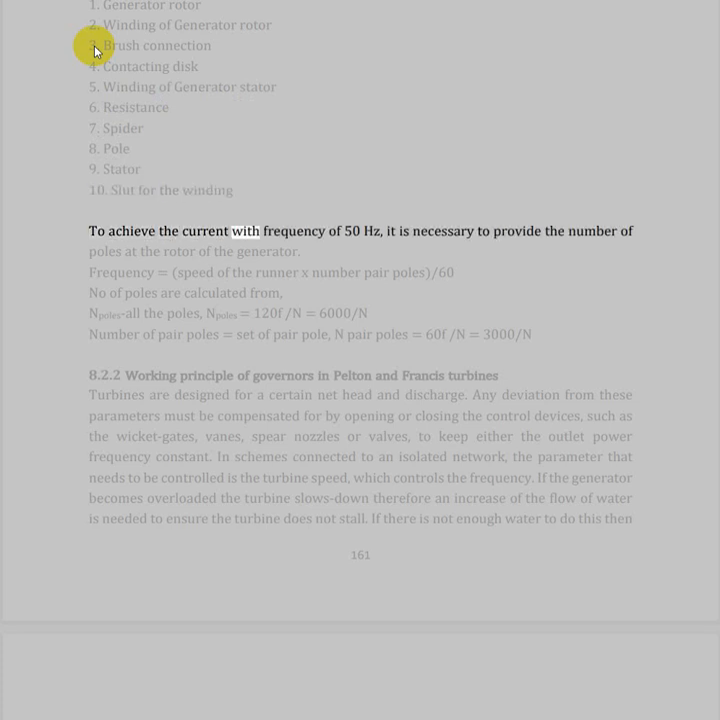To achieve current with a frequency of 50 Hz, it is necessary to provide the number of poles at the rotor of the generator. Frequency equals speed of the runner times number of pair poles divided by 60. The number of poles is calculated from: number of poles = 120 f / n = 6000 / n. Number of pair poles = 60 f / n = 3000 / n.